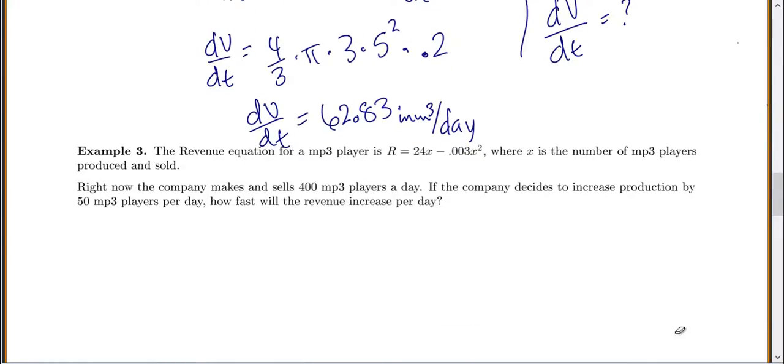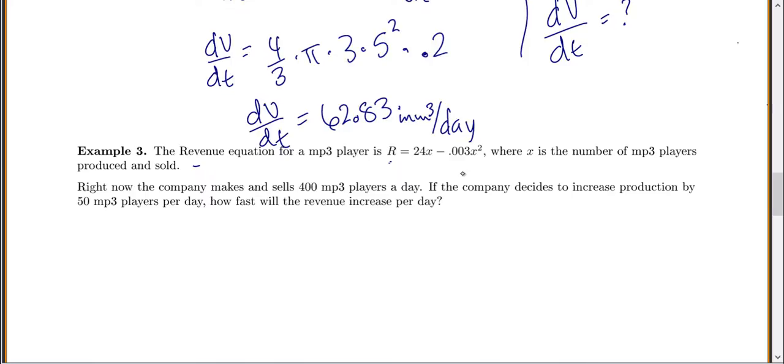In our next one, this might seem like a similar problem because we actually did it in the last section using the chain rule. You can actually do it here as well, and I think it's a little bit simpler to do with related rates. So the revenue equation for an MP3 player's revenue R equals 24x minus 0.003x squared, where x is the number of MP3 players produced and sold.